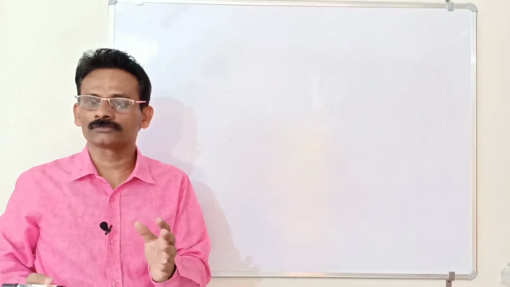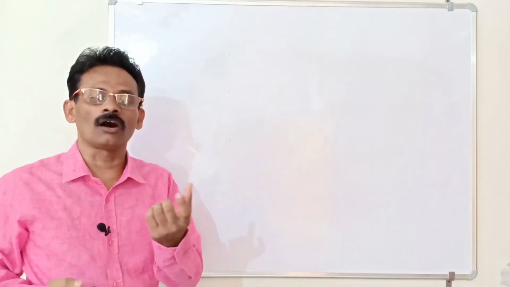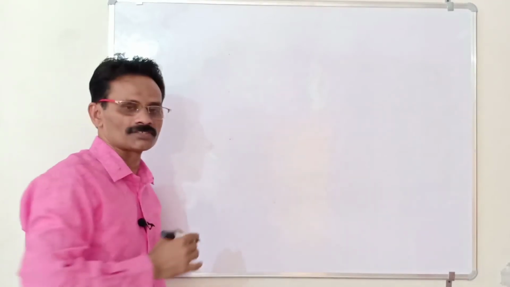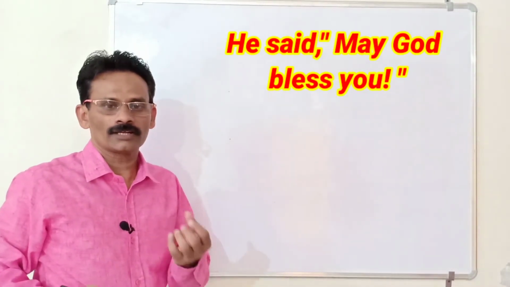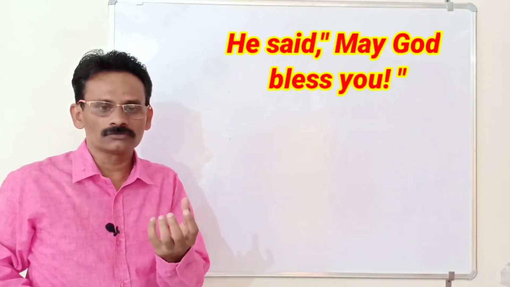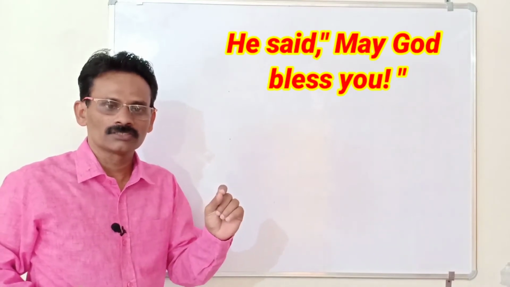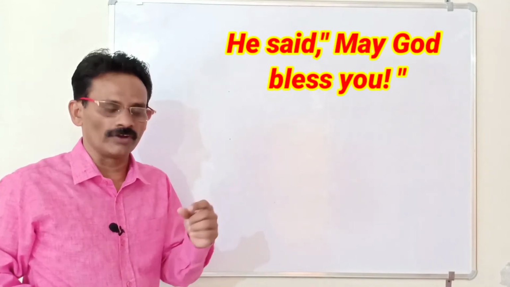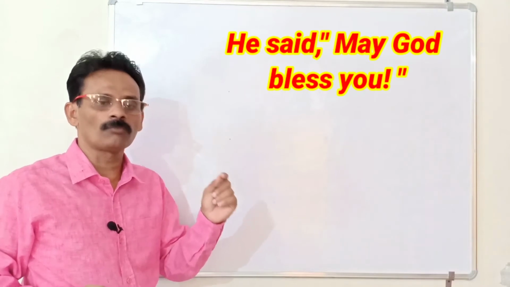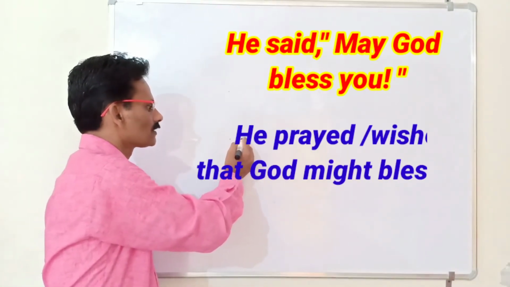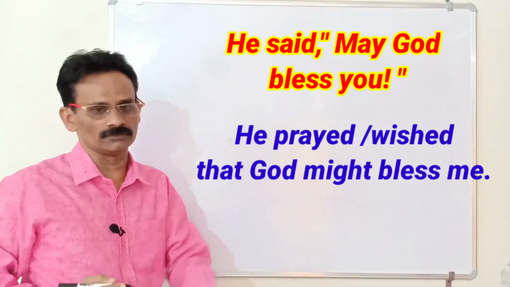Now, let's examine the third type of exclamatory sentence that expresses a wish or prayer. Let us examine a sentence. He said, "May God bless you." Here, this expresses a prayer, a wish. And then exclamatory word changes into pray or wish. Here, the reporting verb is in the past tense. Therefore, we should use past form of the verb. That is, he prayed or wished that God might bless me.